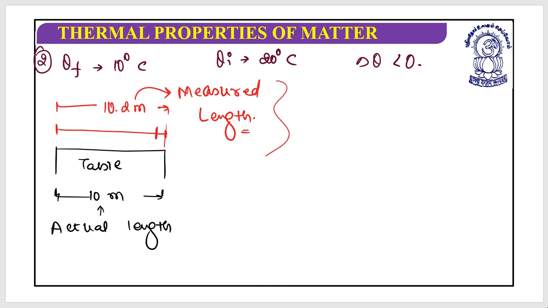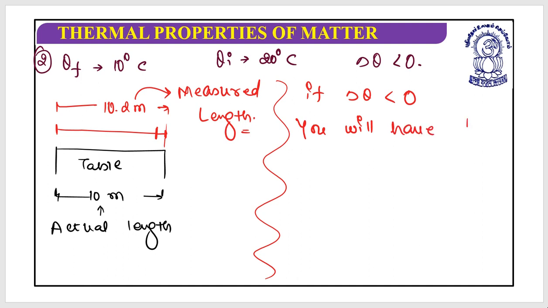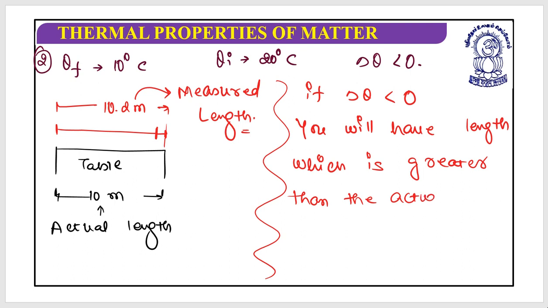So from this I understood that if delta theta is less than 0, you will have a measured length which is greater than the actual length. I hope this is clear. Is it clear? Do you understand this?